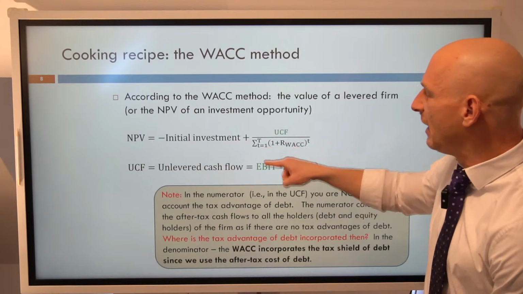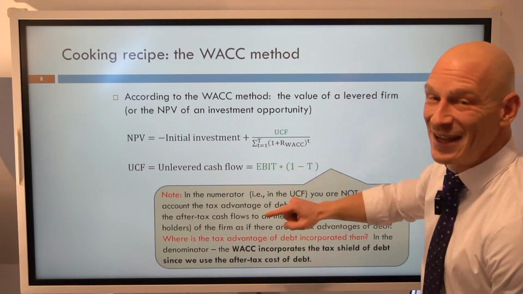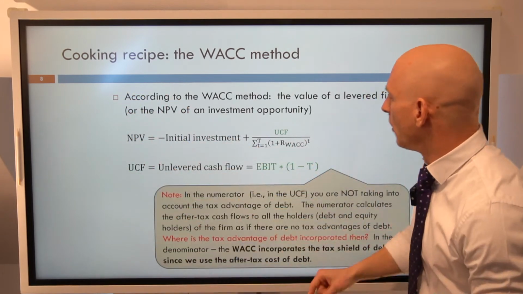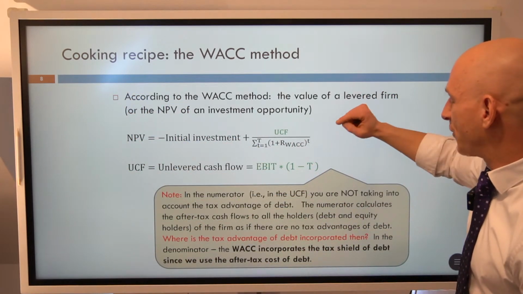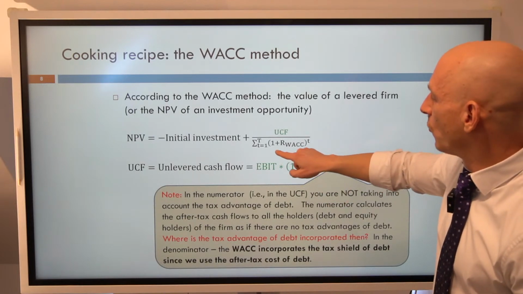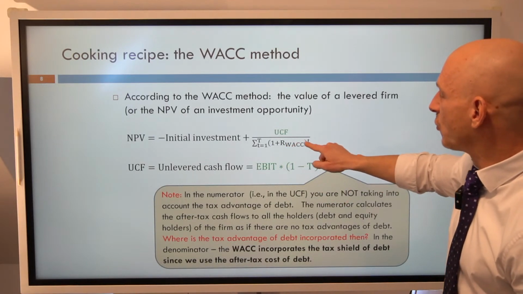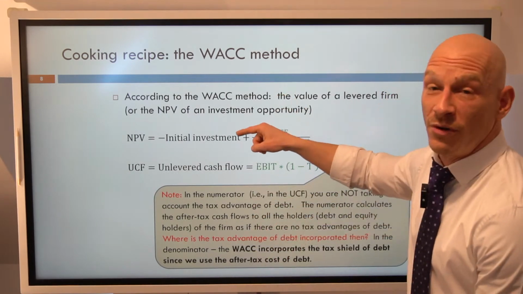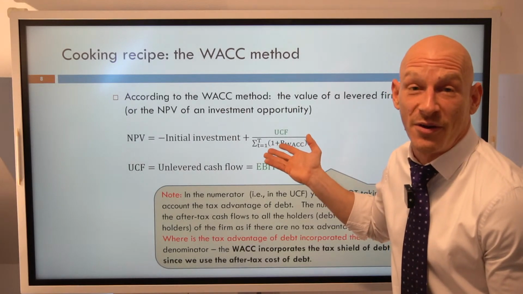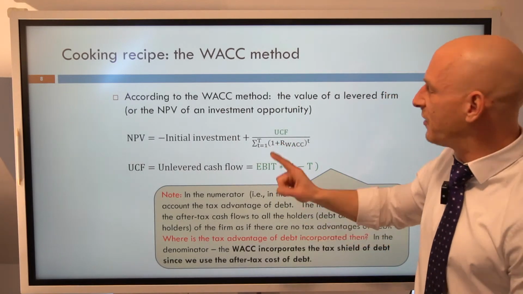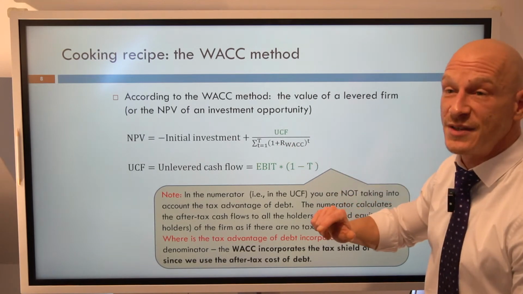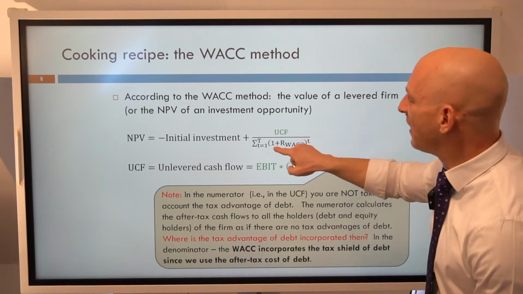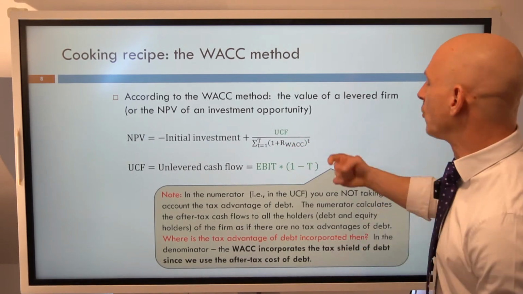What this term here really means is the sum sign, the Greek sigma, simply means we have now a series of terms, UCF, so unlevered cash flow, divided by 1 plus WACC to the power of time. So this is mathematically simply a shorter way of writing down what I wrote down on the whiteboard. UCF year 1 divided by 1 plus WACC to the power of 1, plus UCF for year 2 divided by 1 plus WACC to the power of 2.